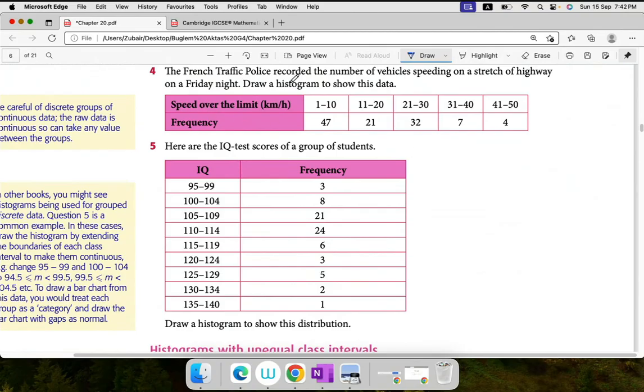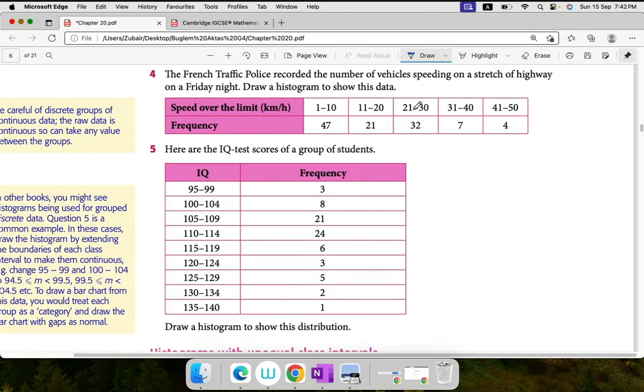The French traffic police recorded the number of vehicles speeding on a stretch of highway on a Friday night. Draw a histogram to show this data. Now there's only one thing we have to do, which is adjust the classes. So this gap of 1 only, that 10 becomes 10.5, this is 20.5, 30.5, 40.5. The upper part is now 50.5 and the lower part is 0.5. So the classes would be 0.5 to 10.5, 10.5 to 20.5, 30.5, 40.5, 50.5.